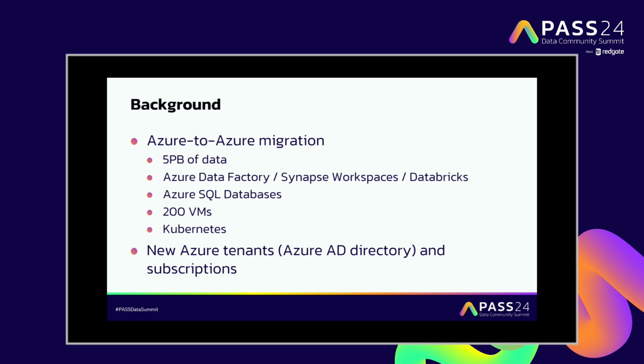They have obviously the Synapse workspace. They also had Databricks, a collection of just Azure SQL databases, a few hundred virtual machines and Kubernetes. All of that. It was the overall data platform. The Kubernetes was supporting some special AI workloads. So this is all the stuff that we wanted to migrate into the new Azure AD tenant. So essentially, the easiest way to think about it is moving it from one company to another. So almost creating another entity. So that's what this project was about.